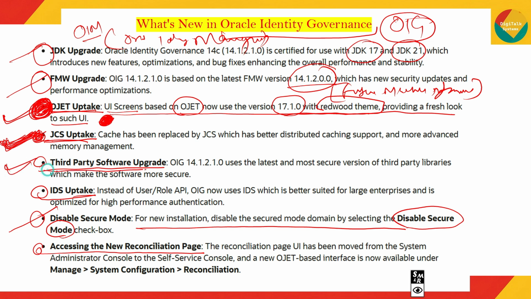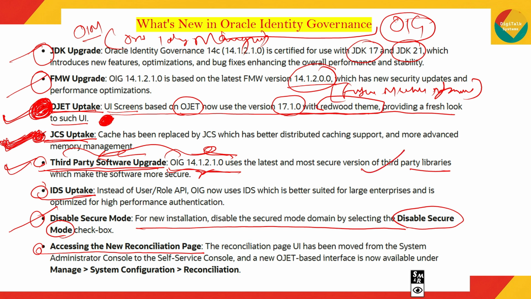Similarly, third-party software upgrades. There are multiple third-party libraries included in your OIM for multiple kinds of integrations. Now all third-party libraries are also upgraded. Otherwise, what happened was that Oracle upgraded the products, but the corresponding third-party software libraries could be old, which may need to be replaced manually later. So now with the OIG 14.1.2.0, the multiple third-party software libraries are also upgraded with the latest versions.